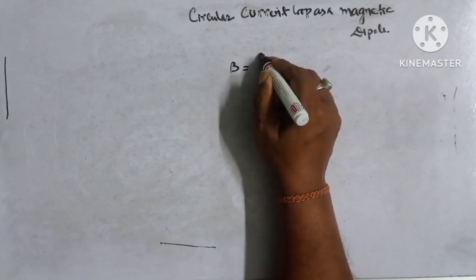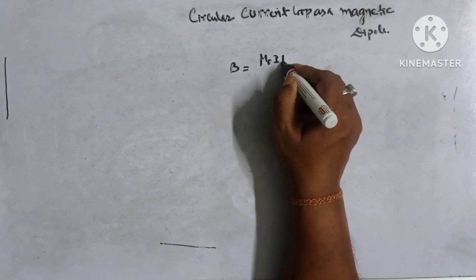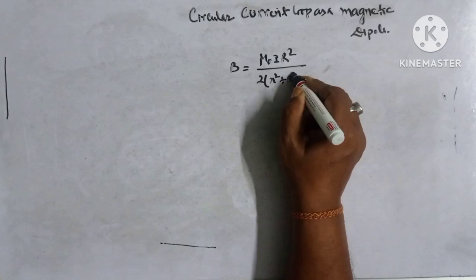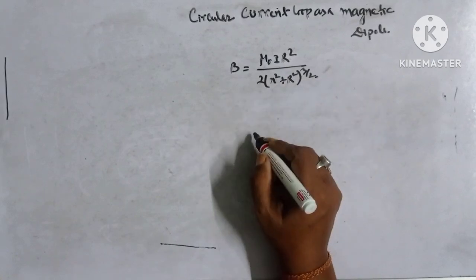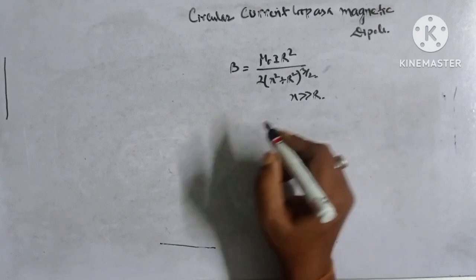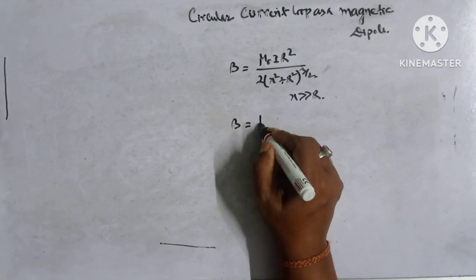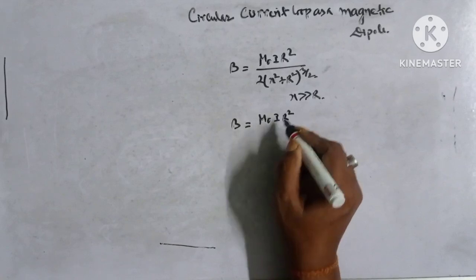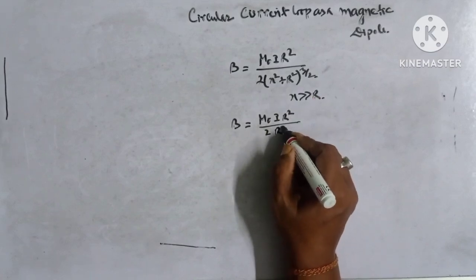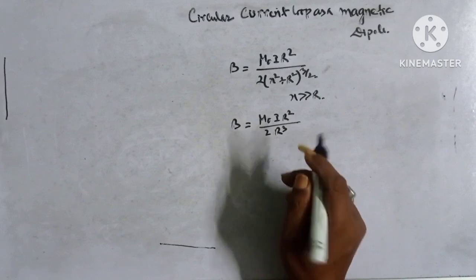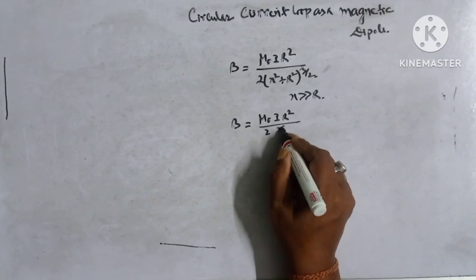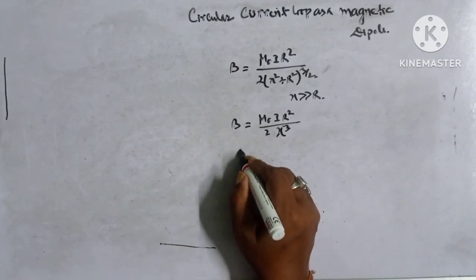It is I r square by 2 times x square plus r square to the power of 3 by 2. So here, if your x is very much greater than r, what will your magnetic field be? I r square by 2, the square cancels, r to the power of 3, so r cancels out. So this will be x to the power of 3. So here B will be how much?